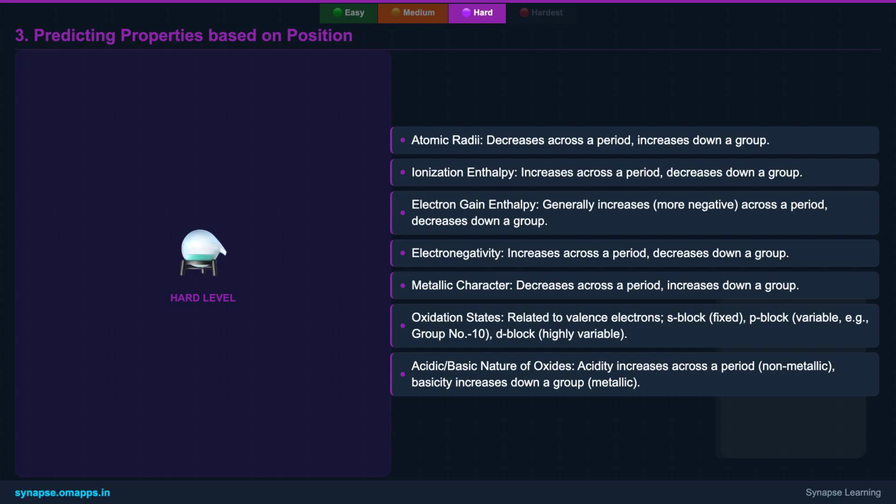Metallic character decreases across a period and increases down a group. Oxidation states vary predictably, with s-block elements having fixed states and d-block elements showing high variability. Even the acidic or basic nature of oxides can be predicted. Metallic oxides are basic, and non-metallic oxides are acidic, with acidity increasing across a period.